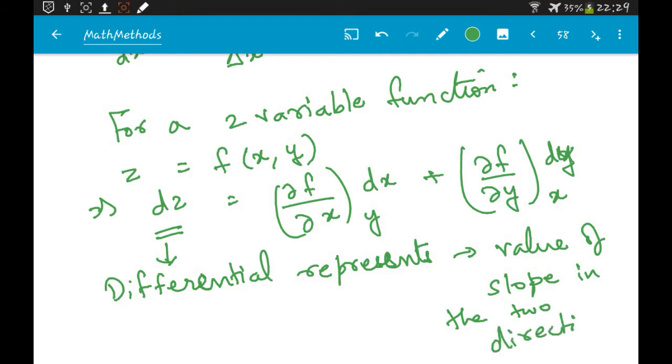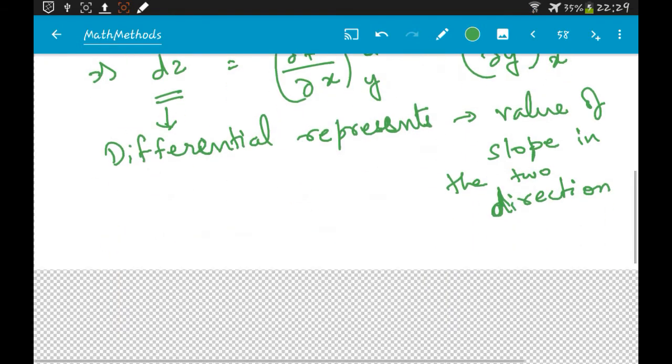Okay, this is what we mean by the differential. If you have three variables, then it will represent the value of the slope in the three directions, or in the three coordinates. Alright, so we can see this.